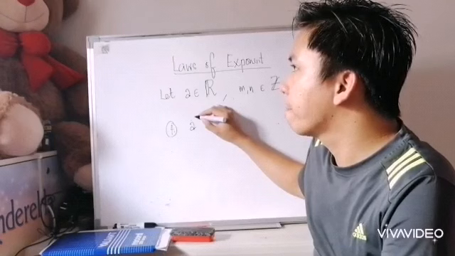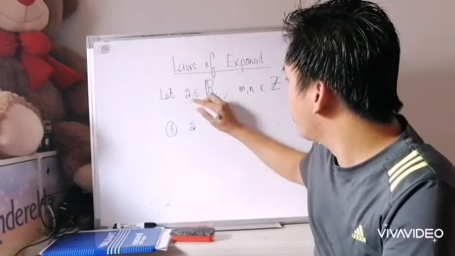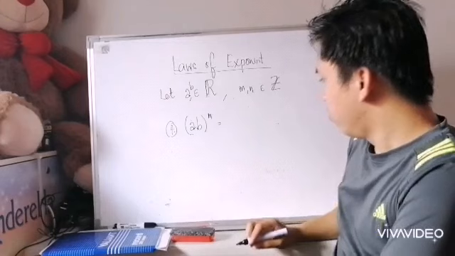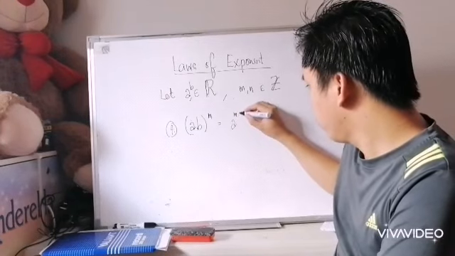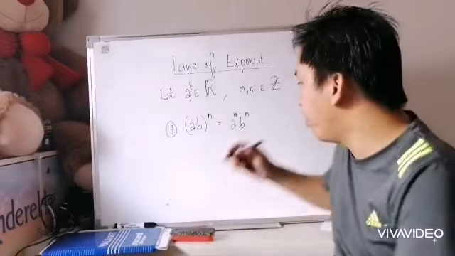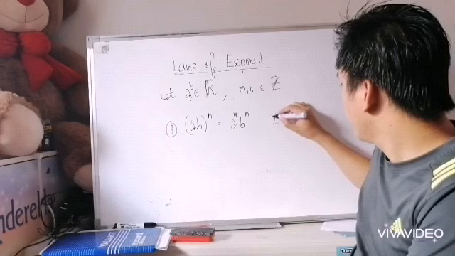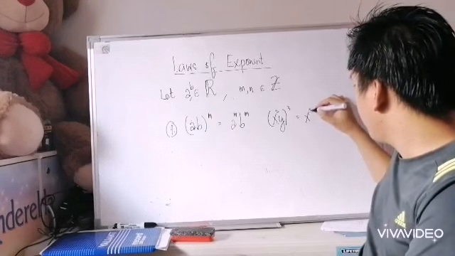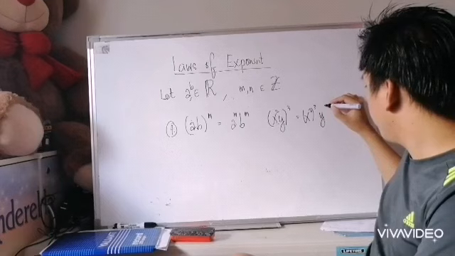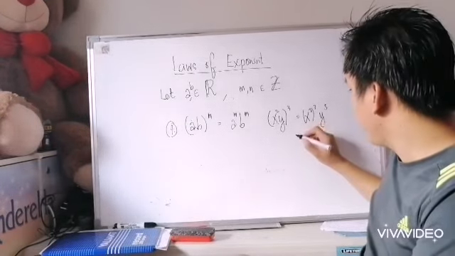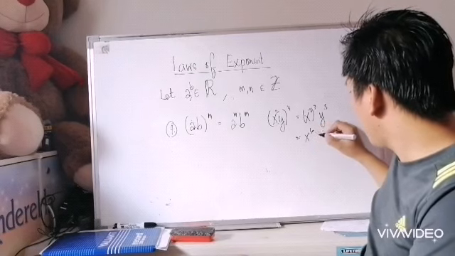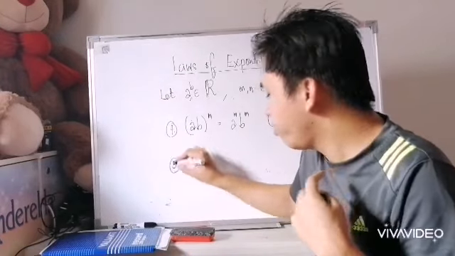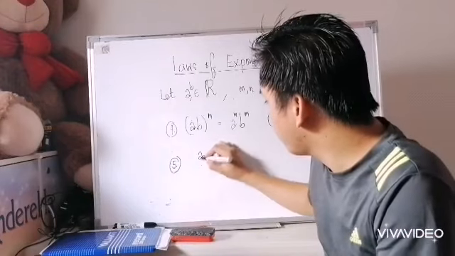Okay, so number 4 rule. We have this. I'll just include b here. So we have this. That's it. Example, x squared y, raised to 3, so you'll have x to the 3 y to the 3. So according to the previous rule, we have x to the 6 y cubed. That's it.